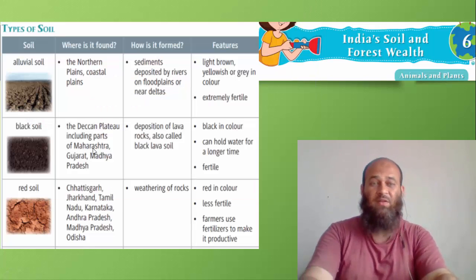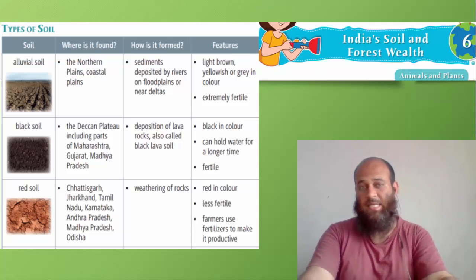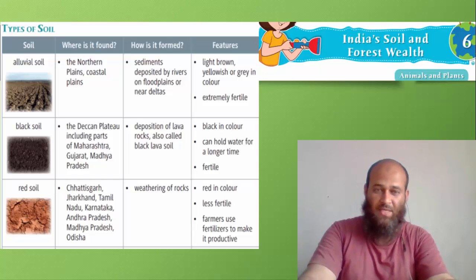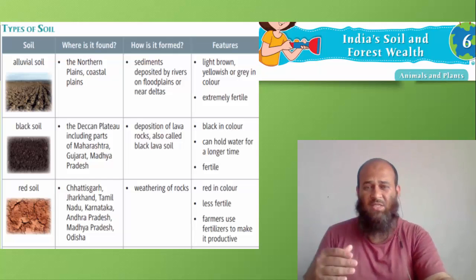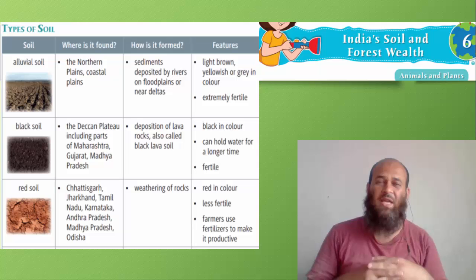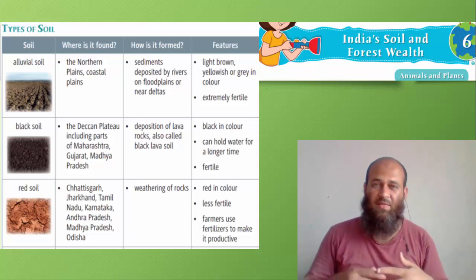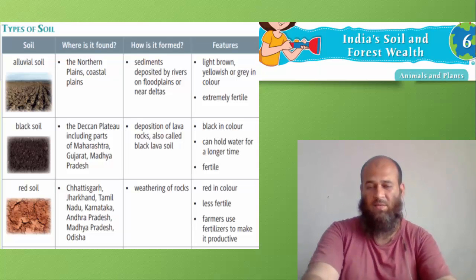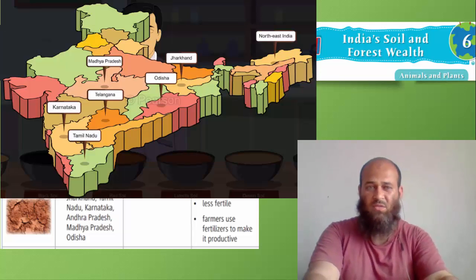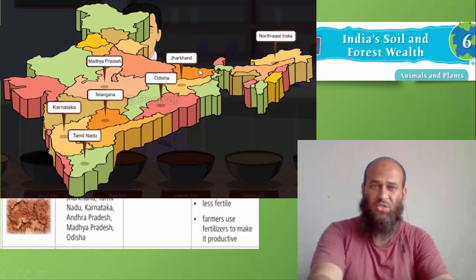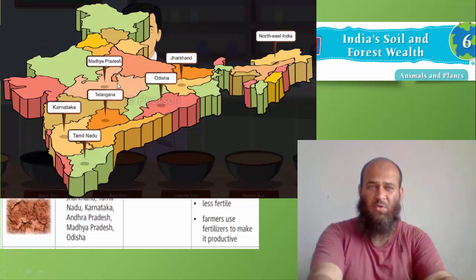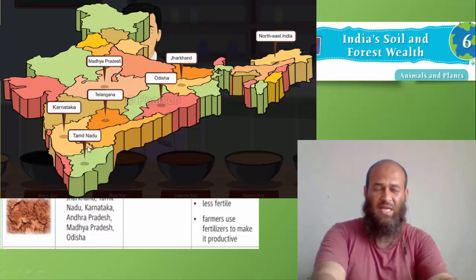Then you have red soil. As the name suggests, it is red in color, less fertile. Farmers use fertilizers to make it more productive. They add some chemicals to it. And where do you find those? You find that in northeast India, Jharkhand, Odisha, Madhya Pradesh, Telangana, Karnataka and Tamil Nadu.